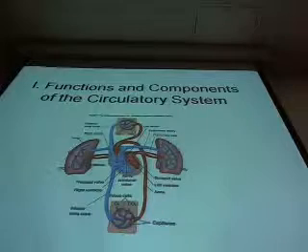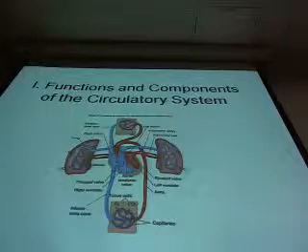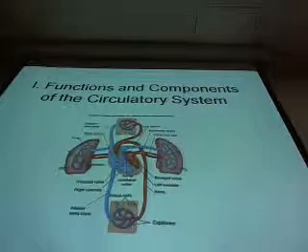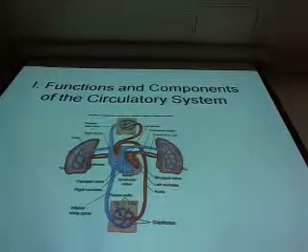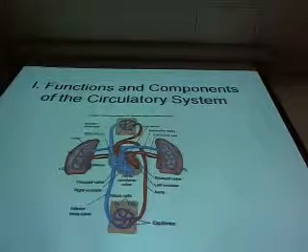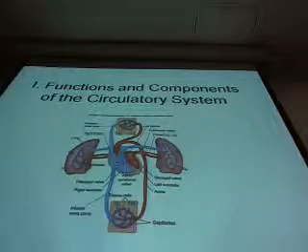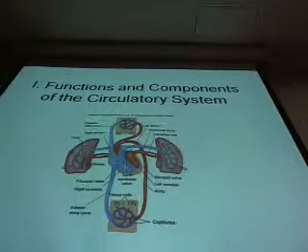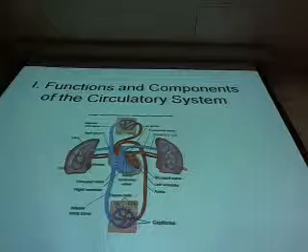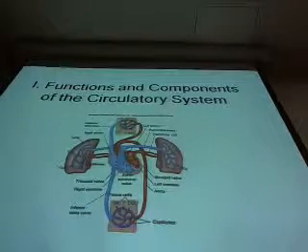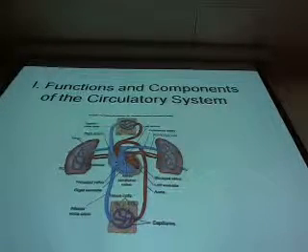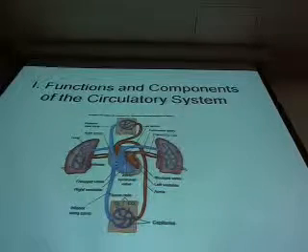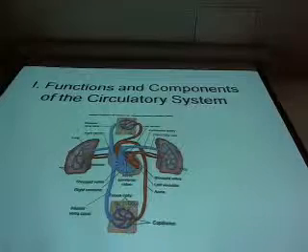Circulatory system. You have really two types of circulatory systems. You've got the blood and you've got the lymphatic. The blood carries oxygen and nutrients to the tissue. The lymphatic drains the tissue and dumps it into the veins and back into the heart and lungs. So it drains the fluid from the tissue, interstitial fluid.